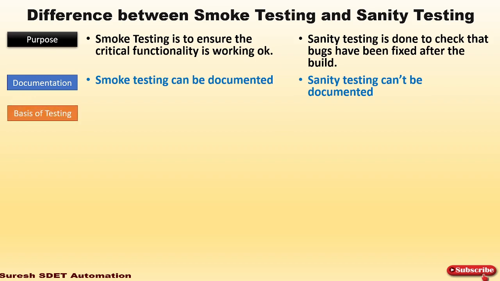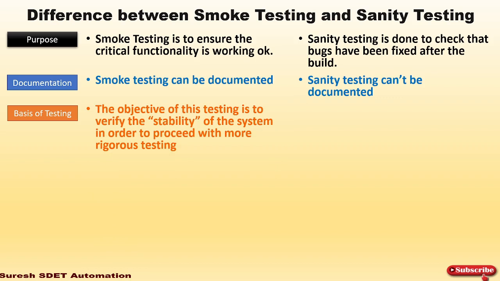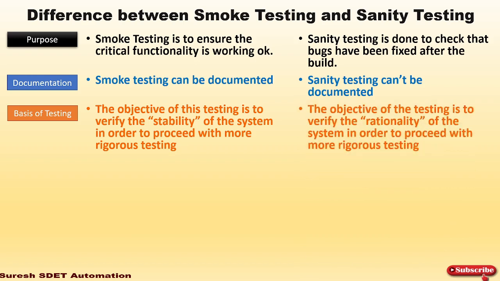And the testing basis: the smoke testing objective is to verify that the application is stable with the new build, to decide whether to go further with testing like functional regression. Whereas sanity testing is to verify that the quality of the application is not downgraded because of any bug fixes or code changes, so that we understand whether to go further with testing or not. So this is the main difference between smoke and sanity testing in terms of testing basis.